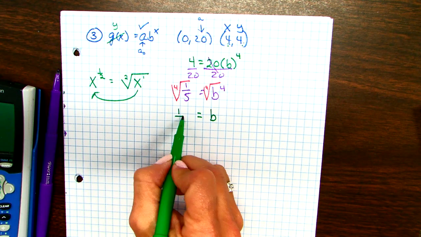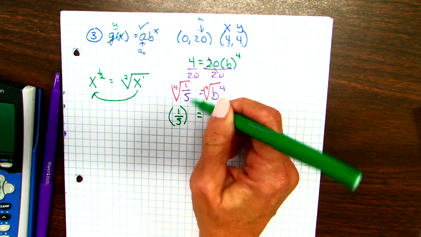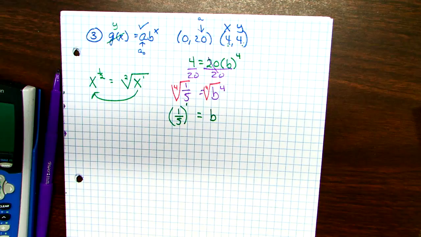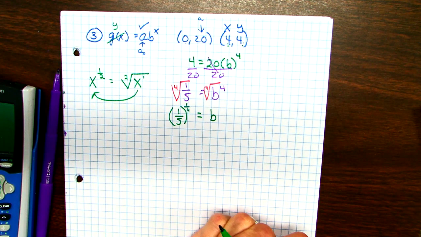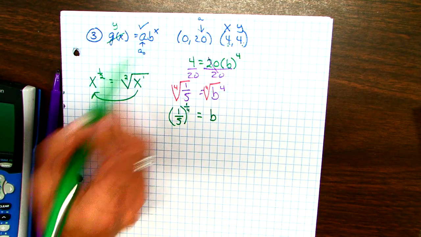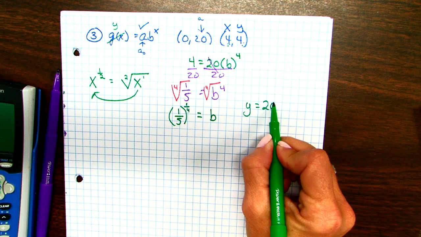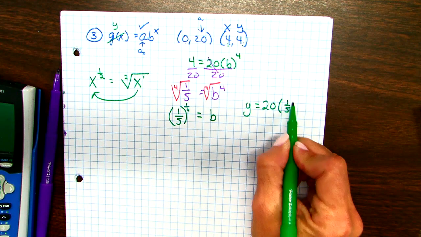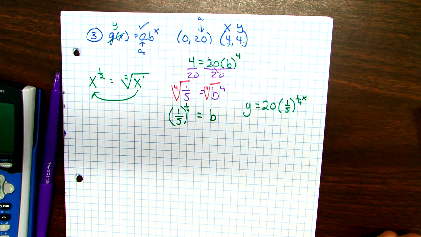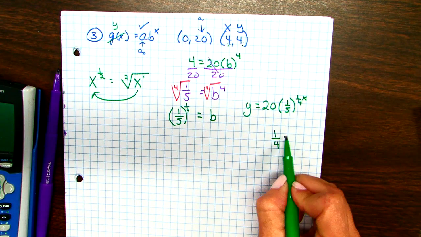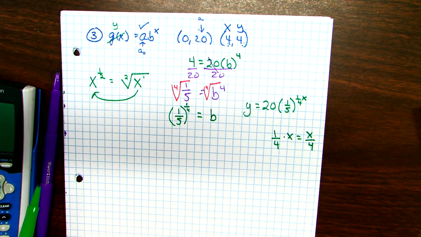So you take your 1/5 in parentheses, because we're going to do it to a power. The power would be 1, right? There's no power in this, it's just assumed to be a 1, over the index of 4. So I now have everything I need to plug in. Y equals, or g of x equals, a times 1/5 to the 1/4 x. That's the answer. And don't forget, 1/4 times x is the same as x over 4. Those mean the same thing.